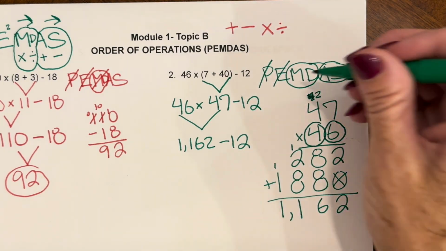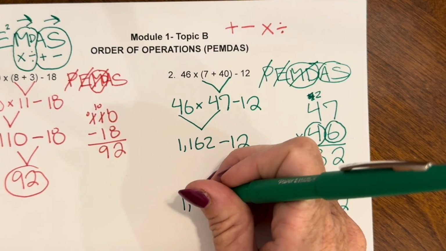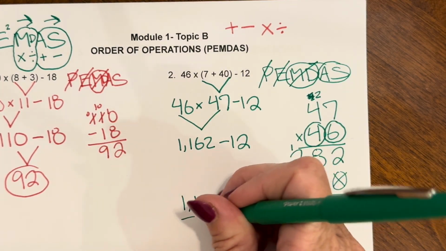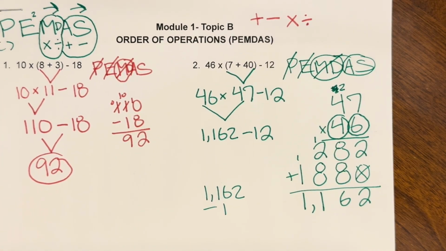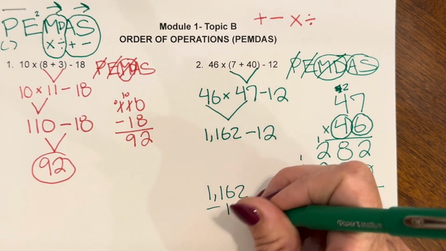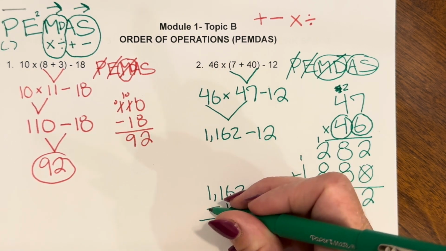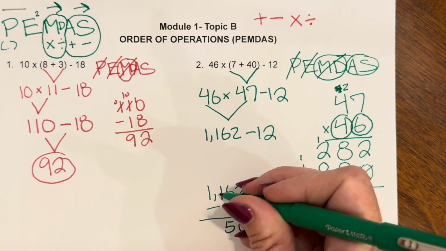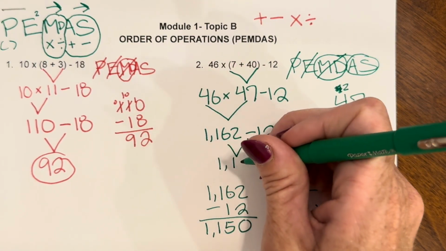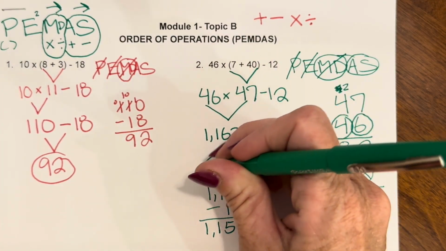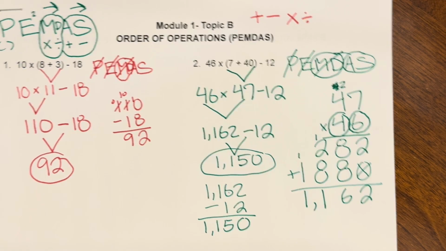Okay, so we have no more multiplication or division, but we do have some addition or subtraction. So I'm going to come down here and do some side work. I also had all this room down here for side work if needed, but I have enough that I can use it there. So 2 take away 2 is 0. 6 take away 1 is 5. And so our difference, or our final answer, is 1,150.